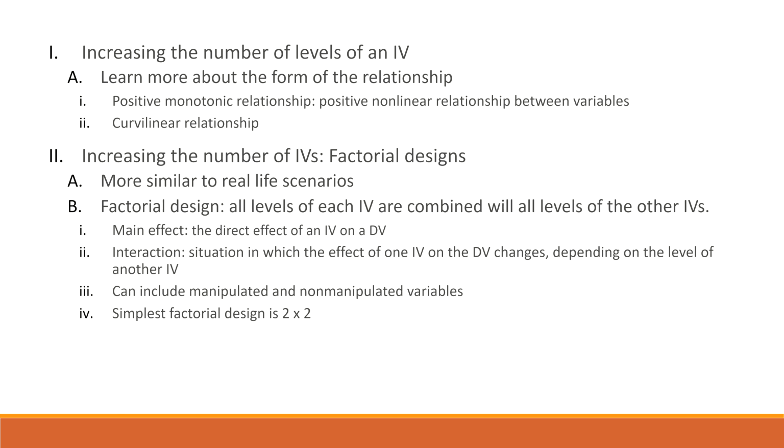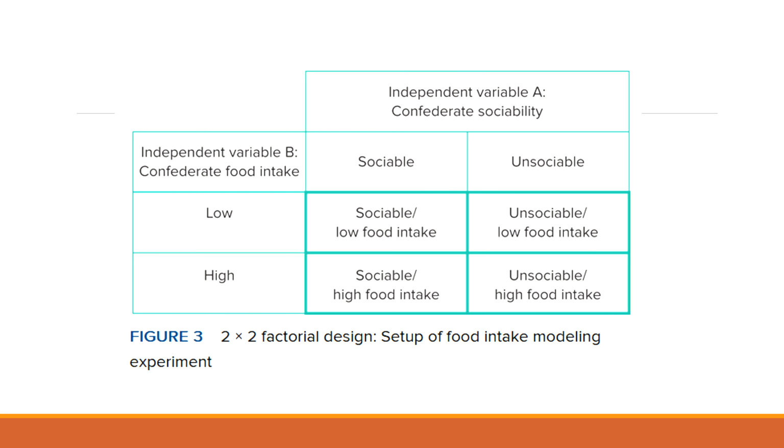In factorial designs, variables might be manipulated or non-manipulated. For instance, you could choose whether you want to try to increase anxiety in a lab or just get a self-report measure. And the simplest version is a 2x2 design, which I will explain more in a moment.